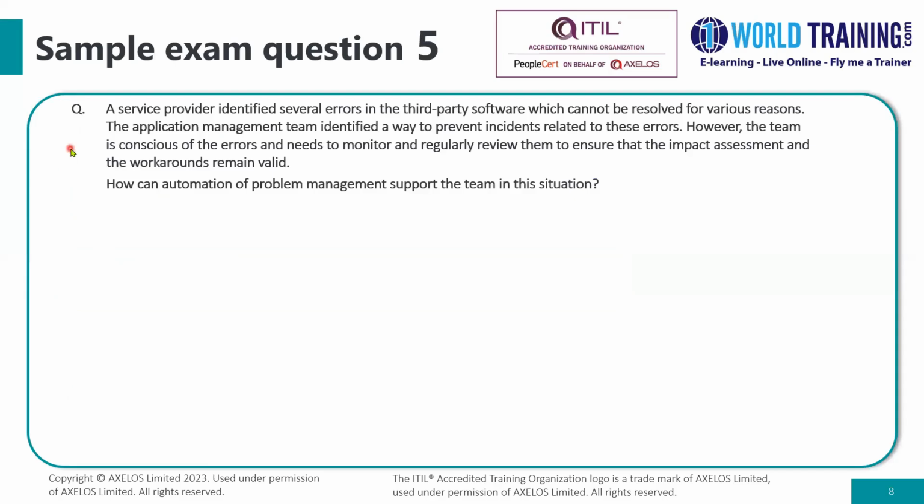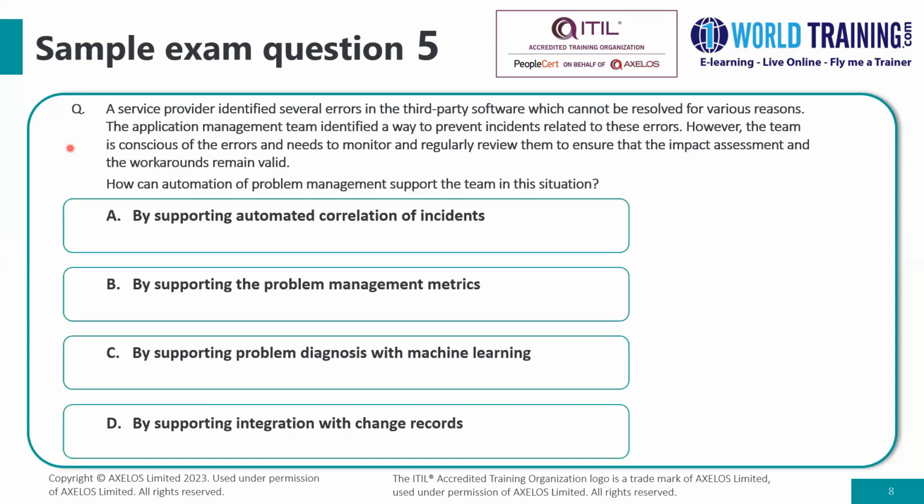Question 5. A service provider identified several errors in the third-party software which cannot be resolved for various reasons. The application management team identified a way to prevent incidents related to those errors. However, the team is conscious of the errors and needs to monitor and regularly review them to ensure that the impact assessment and the workarounds remain valid. How can automation of problem management support the team in this situation?